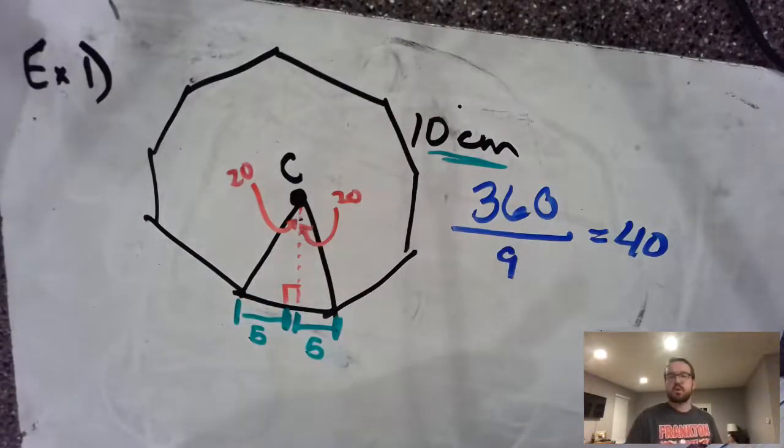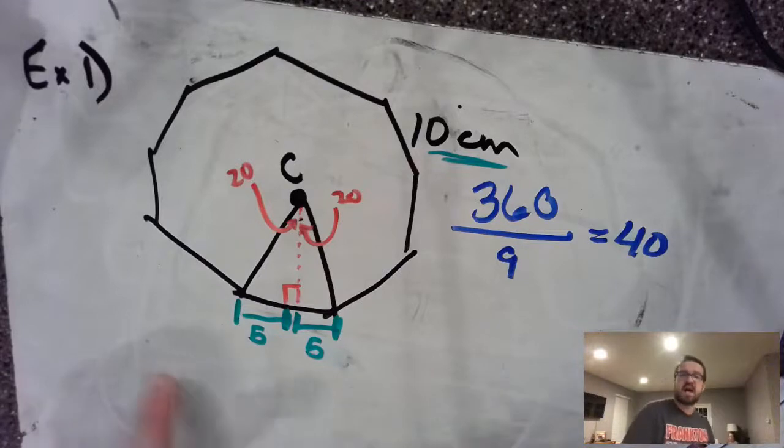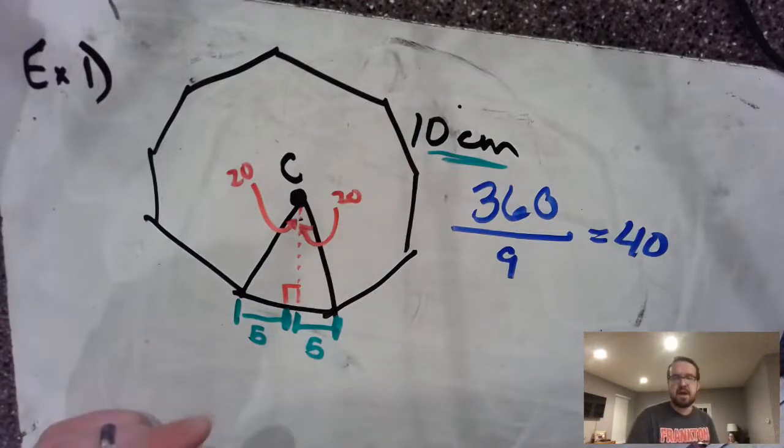Now, here's what I'm going to do. In order to find the area of this triangle, it looks like I'm going to need a height. I know the entire length is 10.